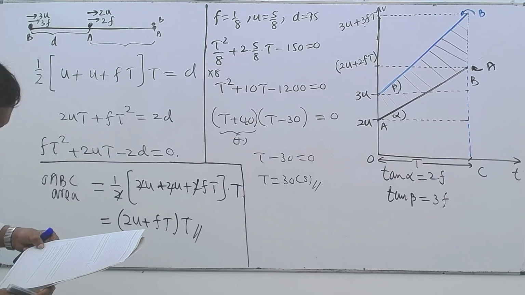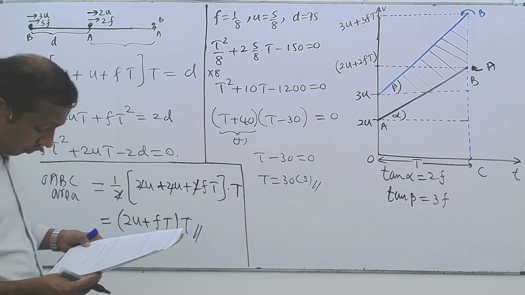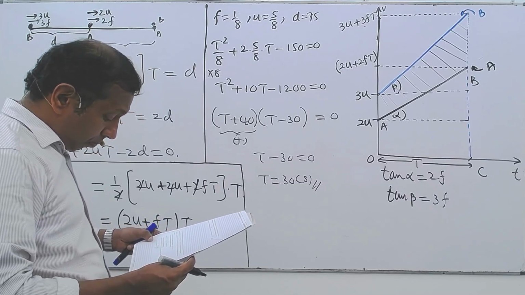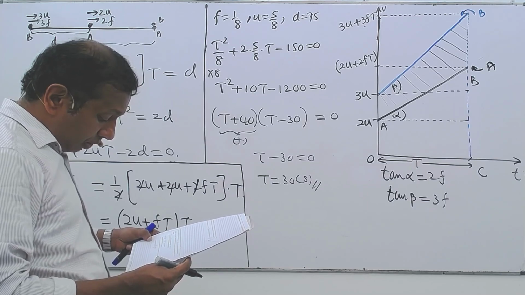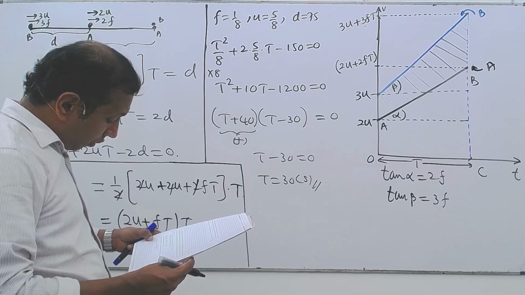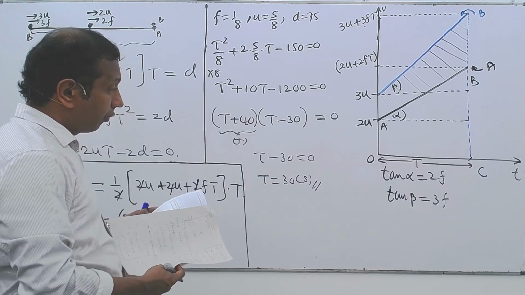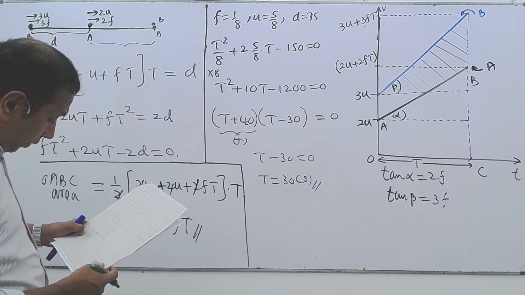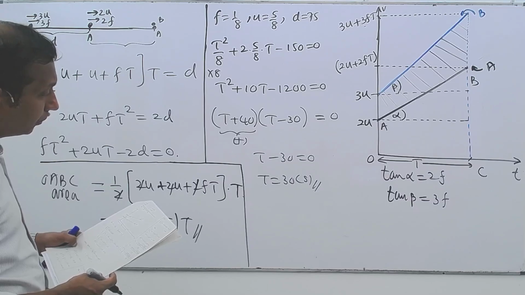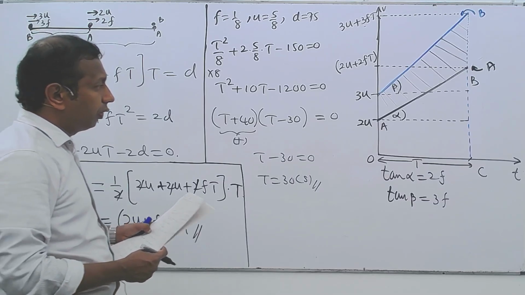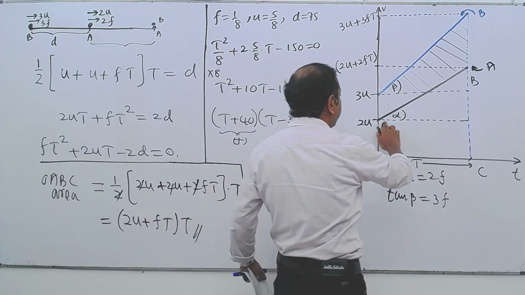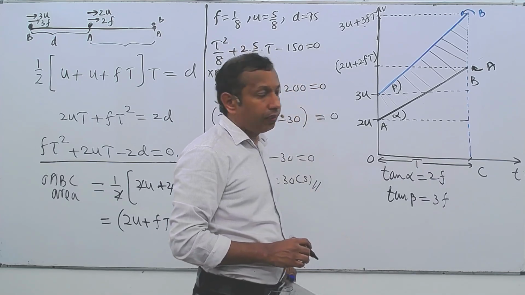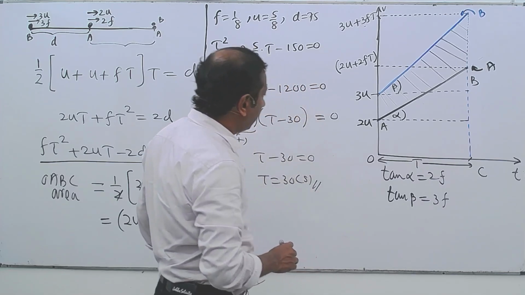If motor car A moves continuously with uniform velocity 2u, show that the time taken by B to overtake A is given by this. All right. Then, if this motor car A moves with constant velocity 2u, then the VT graph of A is going to be this. Right. Then, what is the total area?